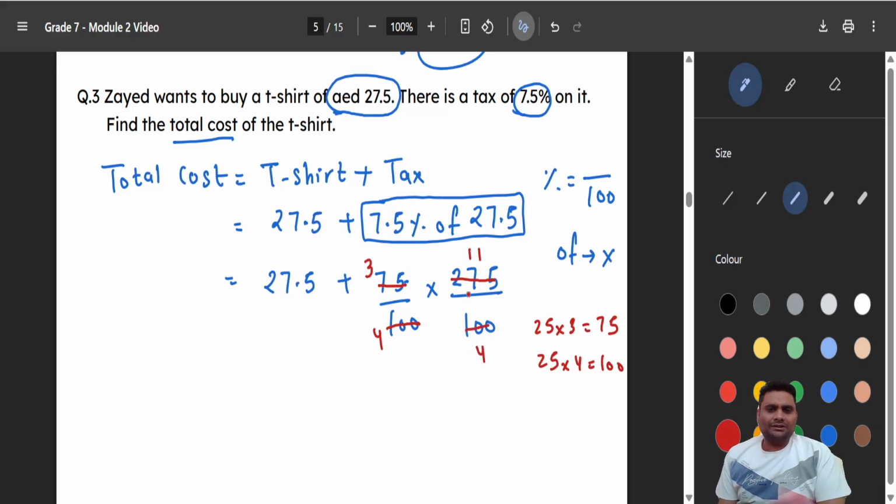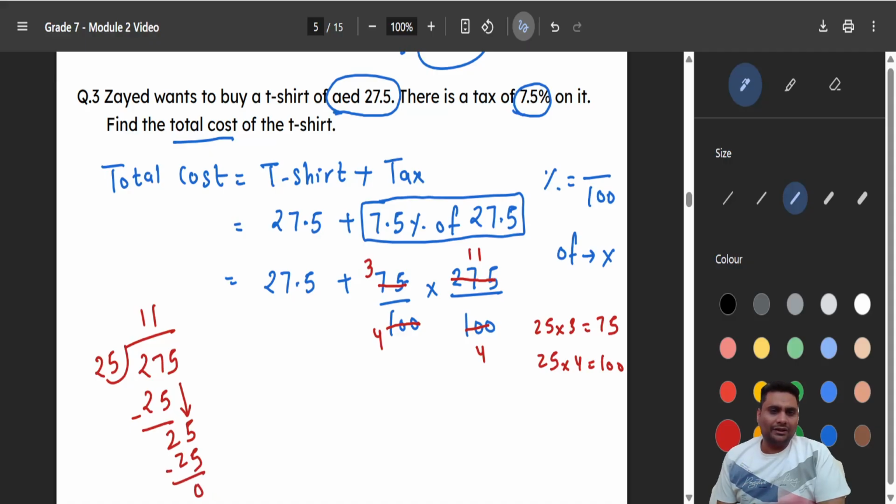And if you did not understand this, let me show you the division here. 275 divided by 25. 25 times 1, 25. Do minus, 7 minus 5, 2. Next number will come down, 25 times 1, 25. We do minus, we get 0, and this is the answer. Okay, this is how we get it. Now, let's solve it further.